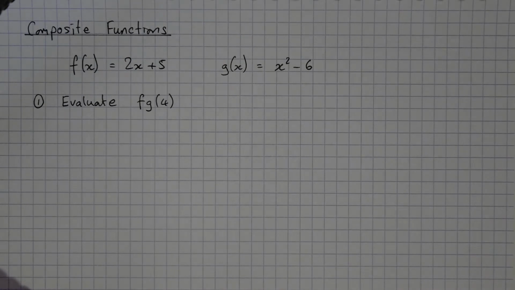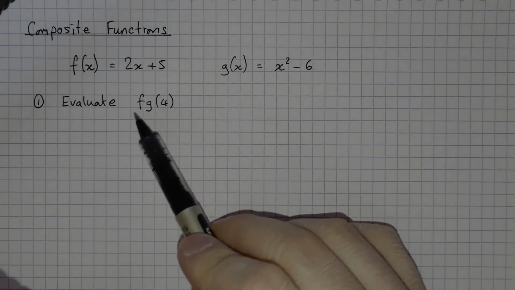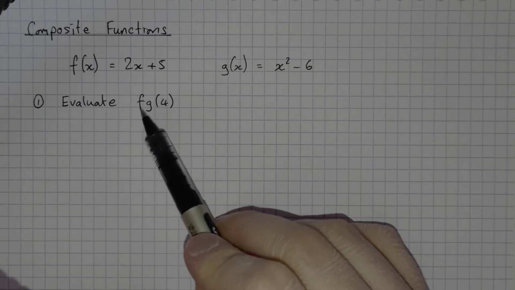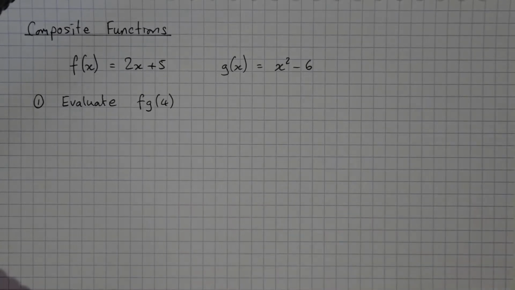So today we're looking at something called composite functions. That's where you combine two or more functions together. They're written like this, where you put the two or more letters together. So read out loud, evaluate fg of 4.